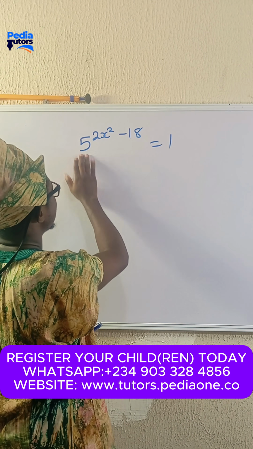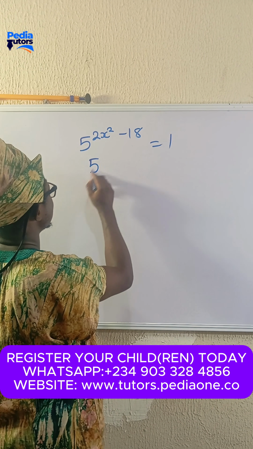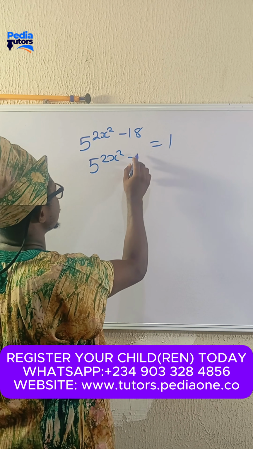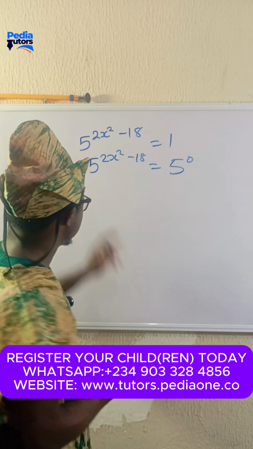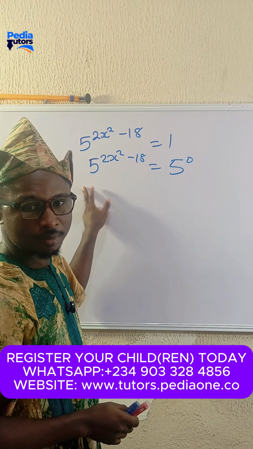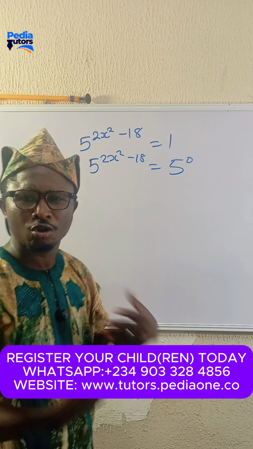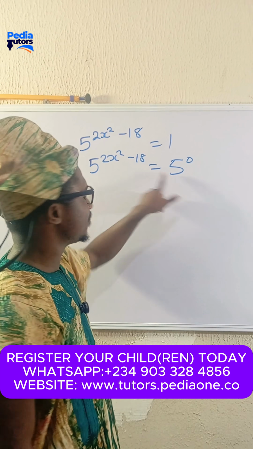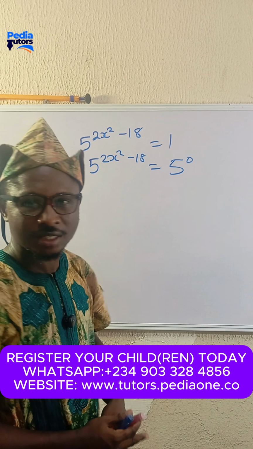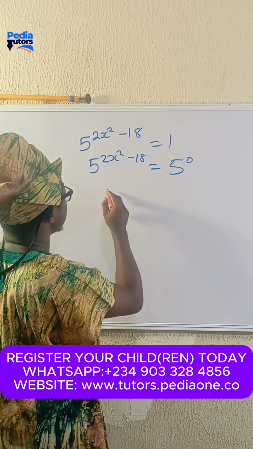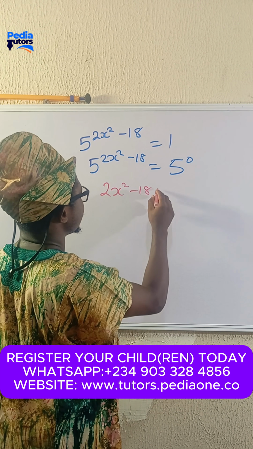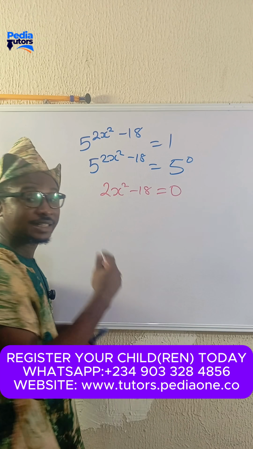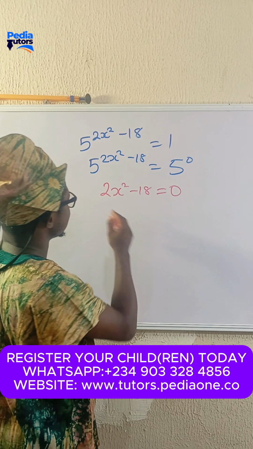So it can be 5 raised to power 0. So we can have it as 5 raised to power 2x² minus 18 equal to 5 raised to power 0. What we have there is that the bases are equal, and according to the law of indices again, once we have the same base, we equate the index. So this simply means 2x² minus 18 equal to 0. You've equated their indices.